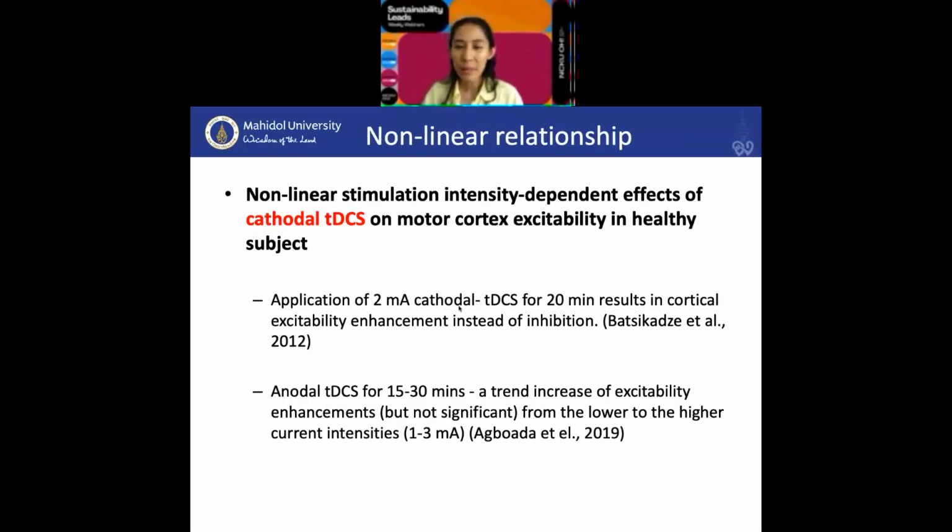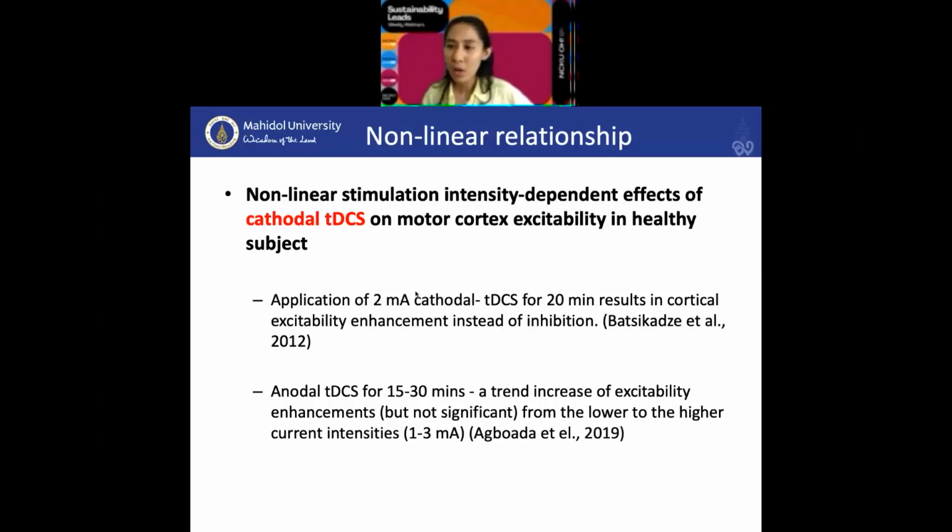Okay, so they found that with cathode tDCS, if you increase the intensity to 2 milliampere for 20 minutes, you can enhance the cortical excitability instead of inhibition. This one you need to highlight: cathode does not always decrease the cortical excitability, but with such intensity and duration, it might enhance the cortical excitability.